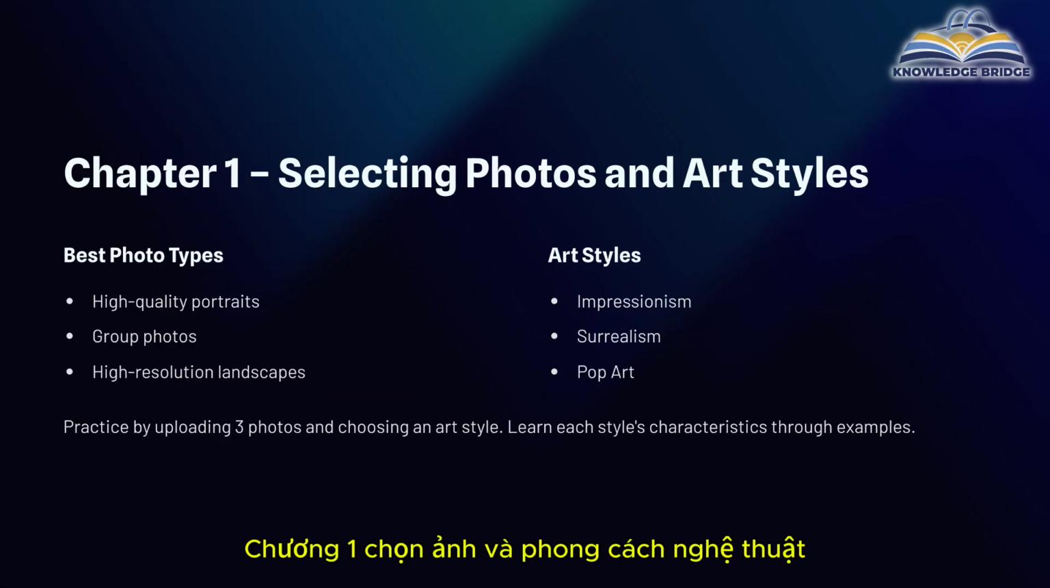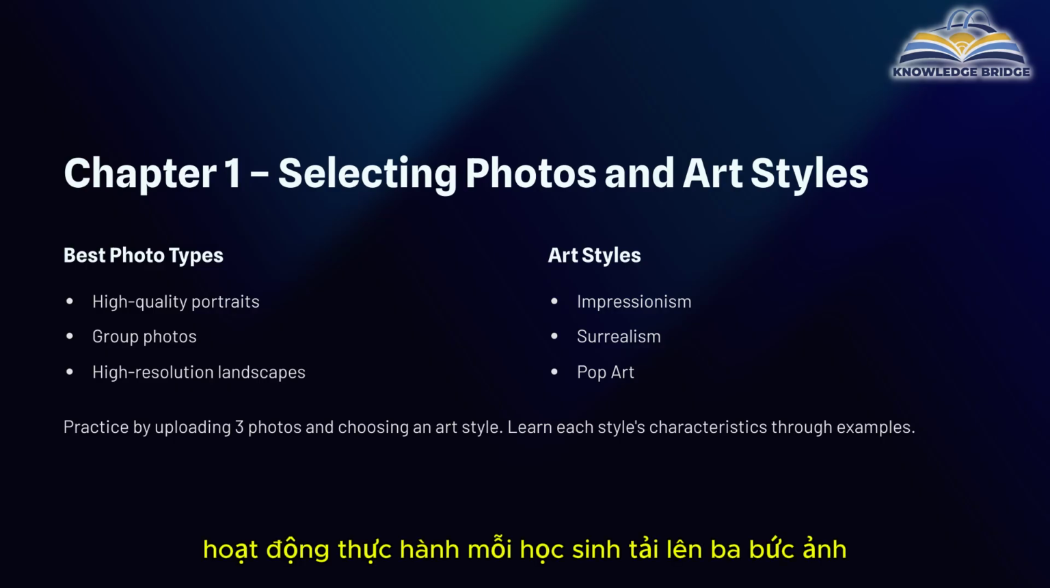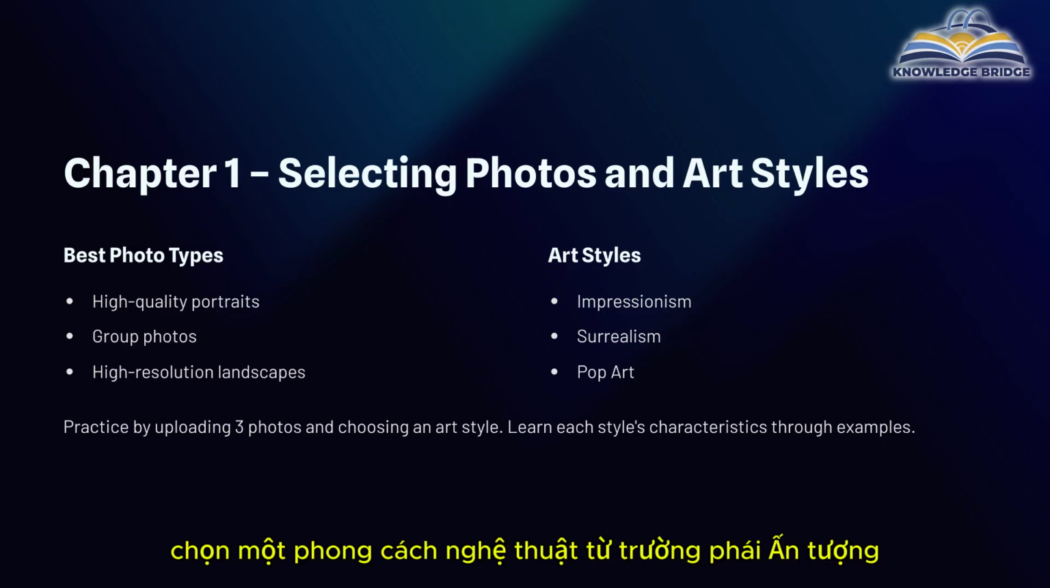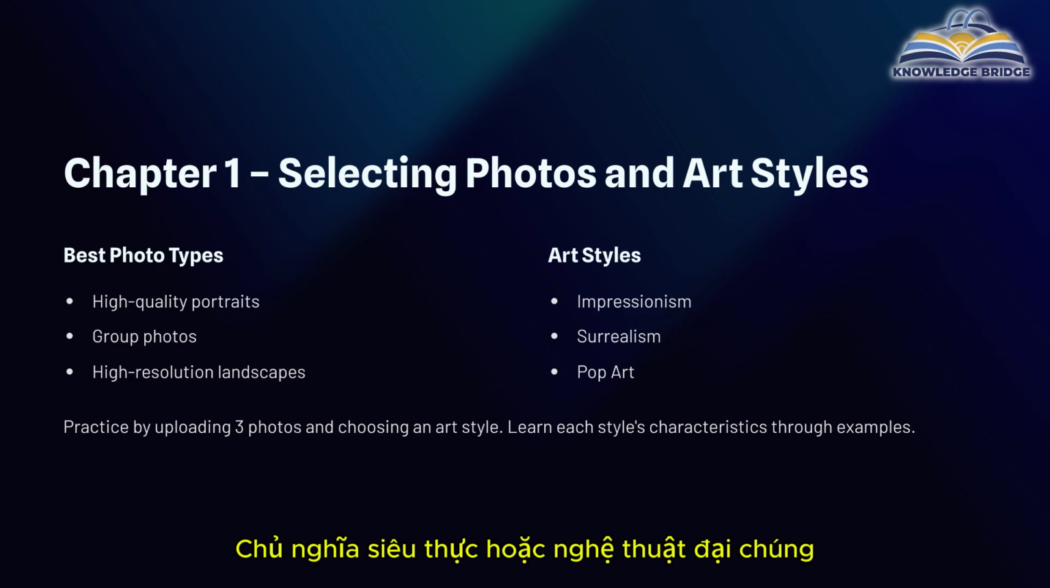Chapter 1. Selecting photos and art styles. Explain which types of photos work best for artistic transformation: high-quality portraits, group photos, high-resolution landscapes. Practice activity. Each student uploads 3 photos: 1 portrait, 1 group photo, and 1 landscape. Choose one art style from Impressionism, Surrealism, or Pop art. Learn the characteristics of each style through illustrated examples.